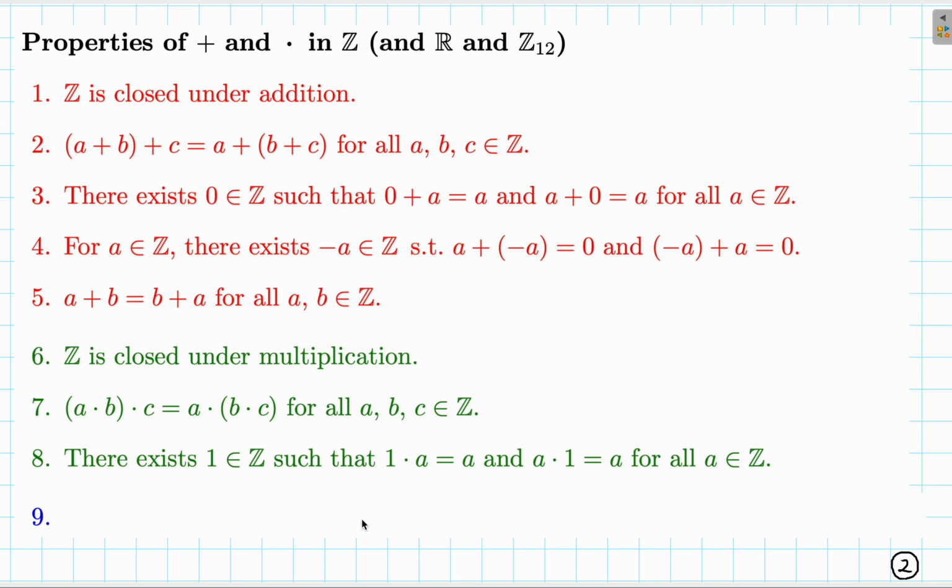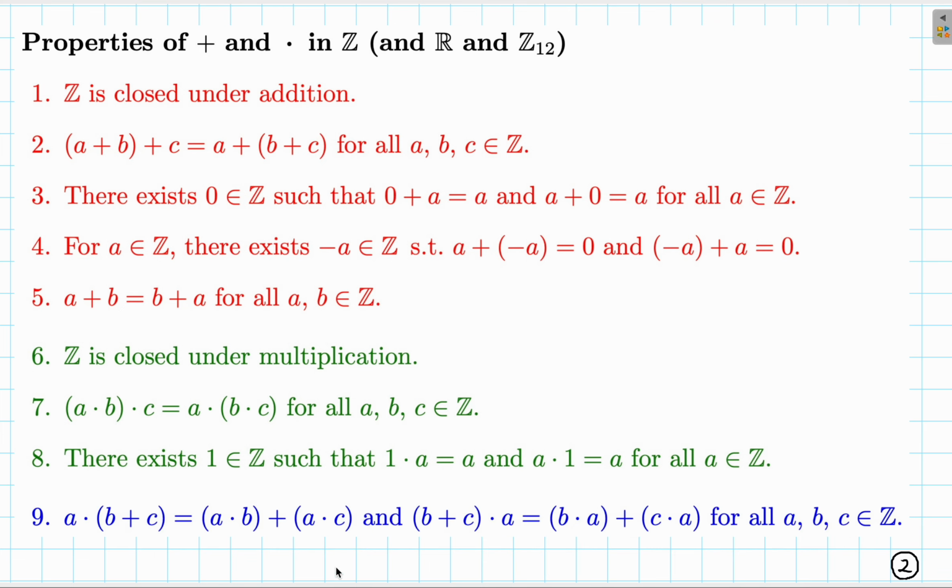And last but not least, we have the distributive law. So a times (b plus c) is equal to a times b plus a times c, and similarly for (b plus c) times a. And this is the only property that connects both addition and multiplication. So it's a very special one in that regard.